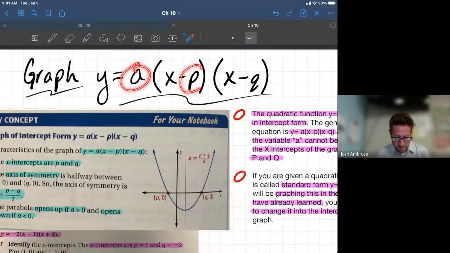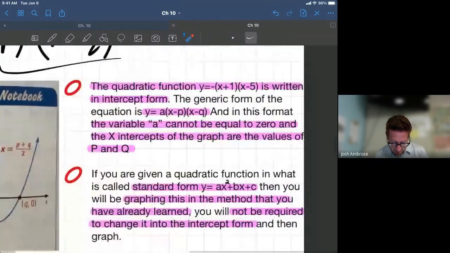A, P, and Q will all be actual values, actual numbers, okay? But the x's right here will just be variables. Those are just x. And of course, y is normally y, by itself, isolated. Okay? So a little bit of info.